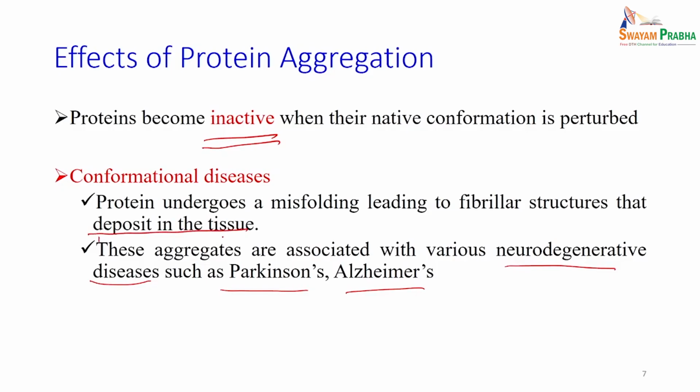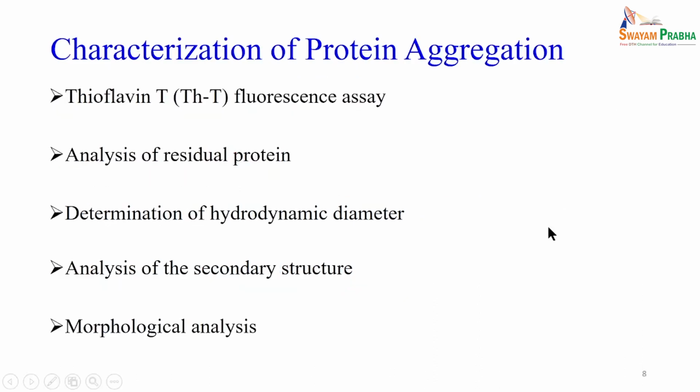The first is, once its native conformation is lost, its functional activity is also lost, or you can say the protein is now functionally inactive. Now once it is unfolded, it will form beta sheet rich fibrils which are typically insoluble and deposit inside the body or the tissue, and they are toxic and found to be associated with various neurodegenerative diseases like Alzheimer's, Parkinson's and prions.